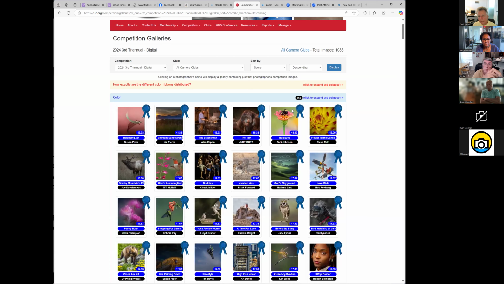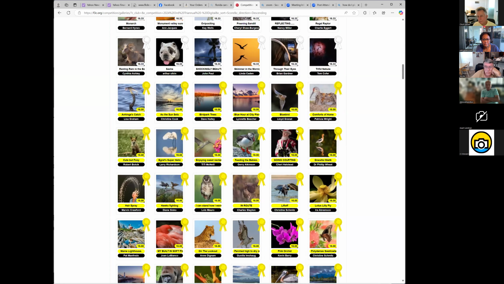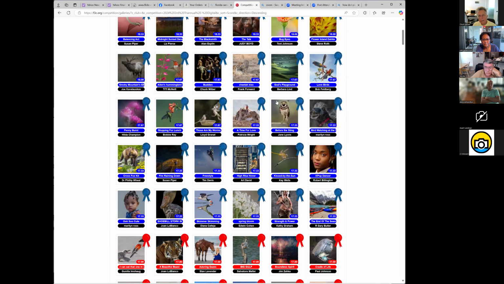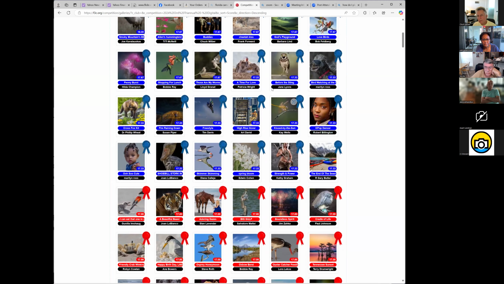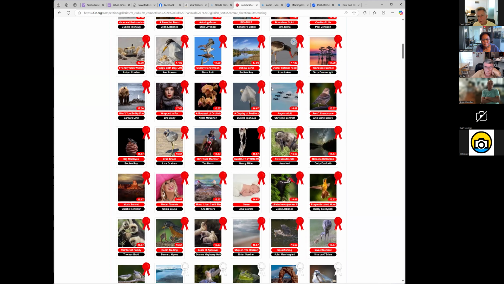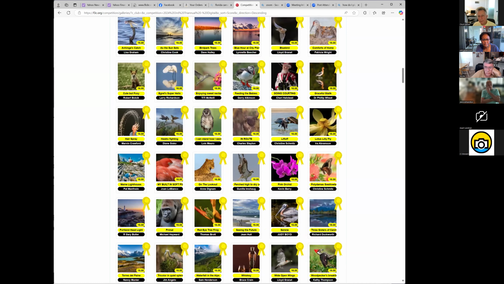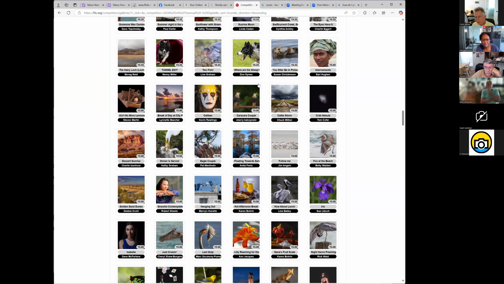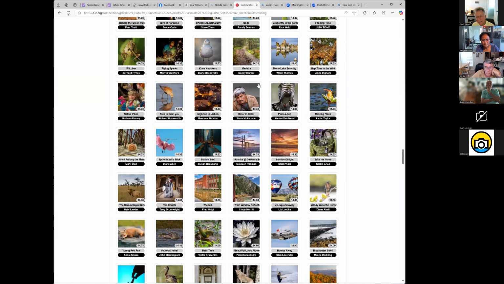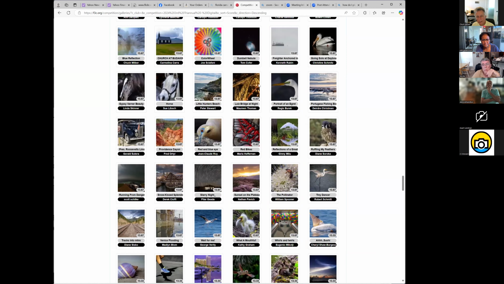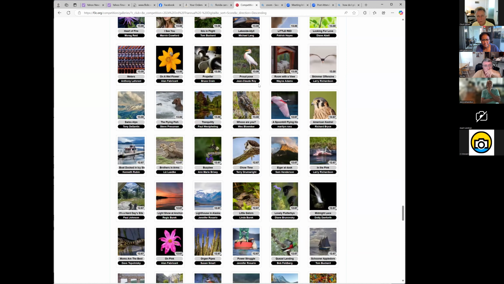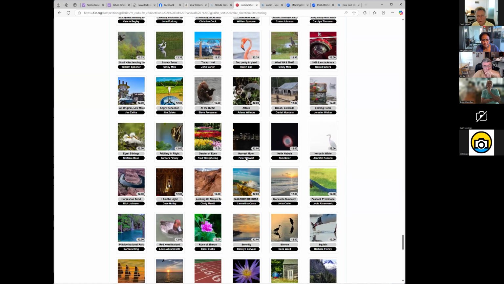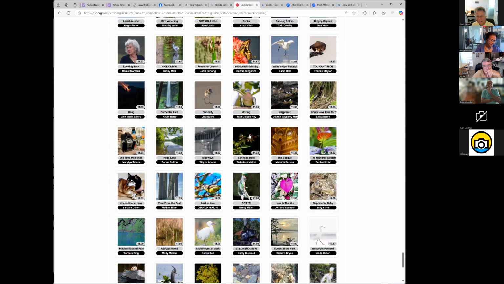Then let's compare that to some of the lower scoring images. As we said, let me go back. You have the blue ribbons, the red ribbons, the white ribbons, then you have yellow ribbons, which are the honorable mentions. But let's look at some of the lower scoring images, and you can compare why some of the judges might pick some of these things.